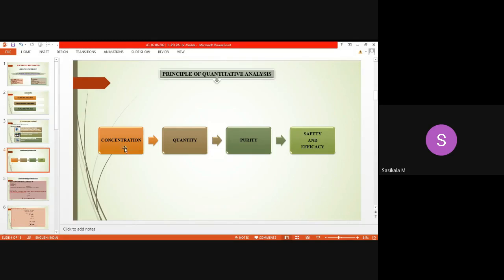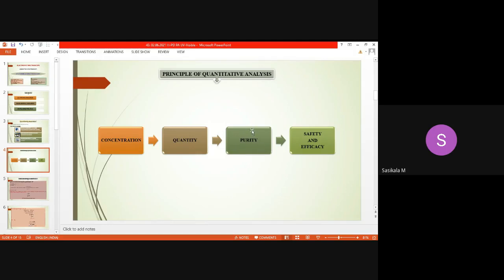So you first determine the concentration present in the cuvette sample. Later you determine the quantity, how much is present in the sample, that means in the formulation. Then this quantity says about purity. This quantity is compared with the standard values. If it lies within the standard, then it indicates the purity of the drug substance.